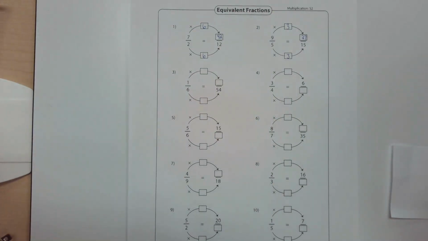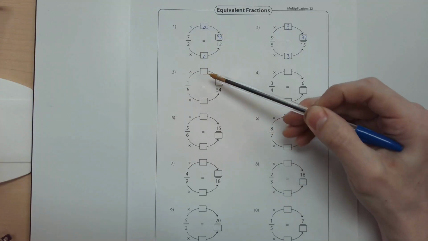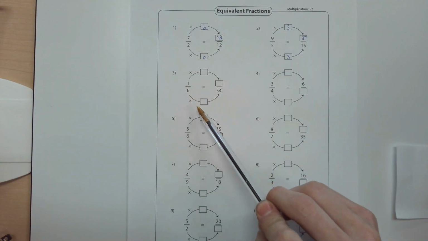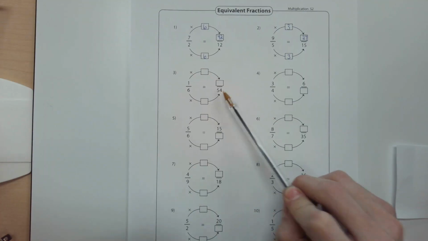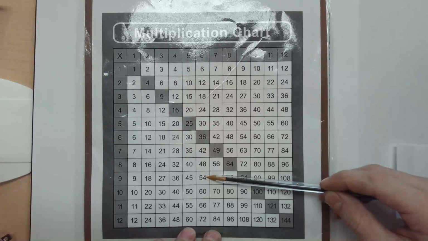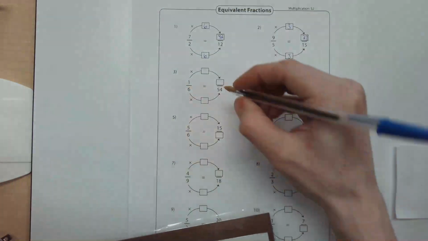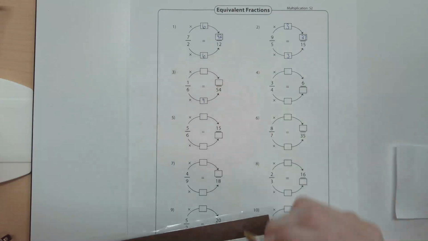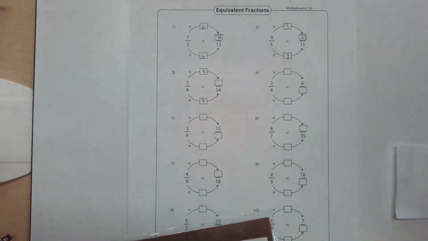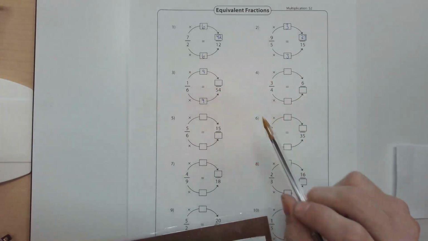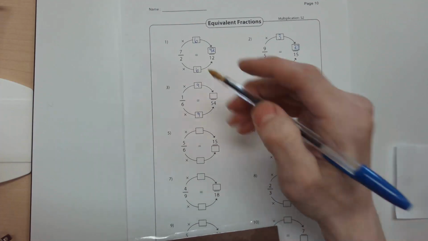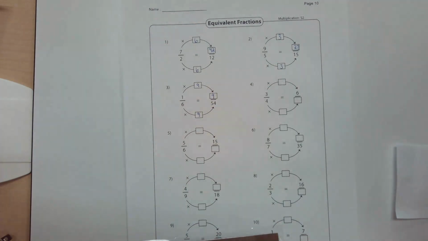Where am I going to be starting? Am I starting with the top or the bottom? Let's start with the bottom. 6 times a number is 54. 6 times 9 is 54. Let's bring that 9 back to the top. These are now equal. What is 1 times 9? No multiplication chart necessary. You already know it. 9. Good job.